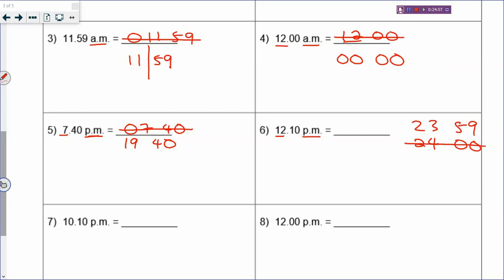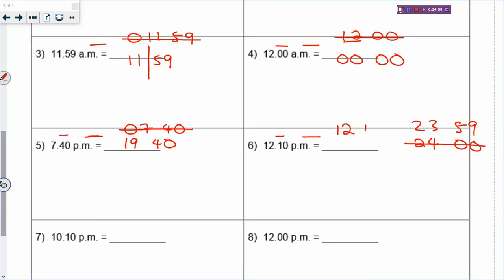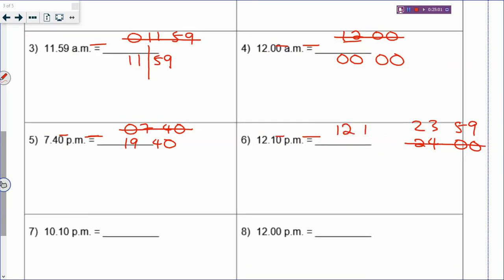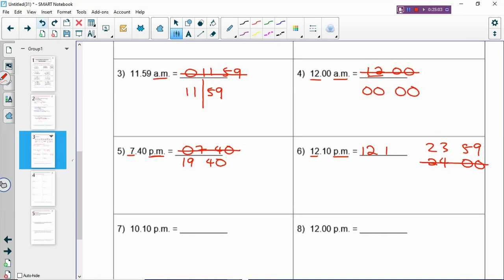So what do I do? I would write 12 and 10. All right, 12 and 10. Okay, so you have 12, 10. So that is how you convert to 24-hour time.